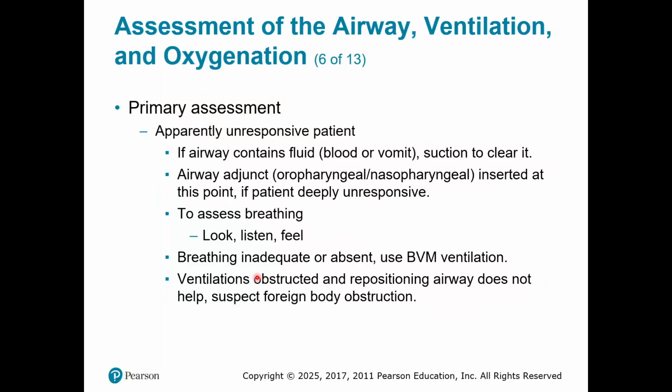But use your BVM if they're not breathing adequately. Ventilation is obstructed and repositioning the airway does not help: suspected foreign body obstruction. So you go to ventilate, right? And you don't get chest rise or fall. Well, reposition the airway. Make sure you have a good seal with the mask of the BVM. Try to ventilate again. If you don't get chest rise and you have a good seal and you can feel the resistance, then you need to inspect that airway for foreign body obstruction.